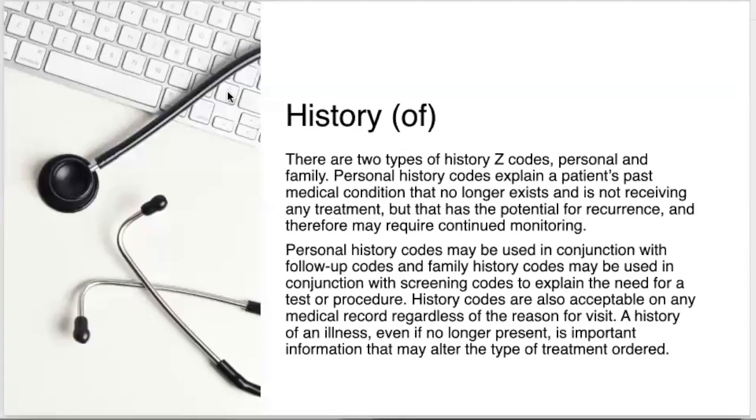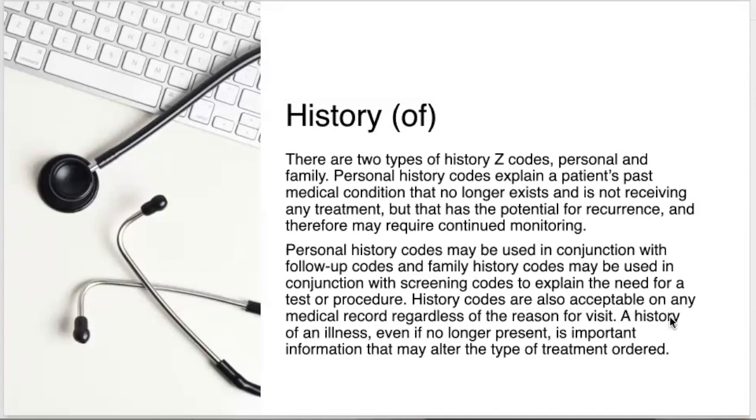What else? So Z codes are used for history. Let's read this. These are the two types of history Z codes: personal and family. Personal history codes explain a patient's past medical condition that no longer exists and is not receiving any treatment, but that has the potential for recurrence and therefore may require continued monitoring. Personal history codes may be used in conjunction with follow-up codes, and family history codes may be used in conjunction with screening codes to explain the need for a test or procedure.